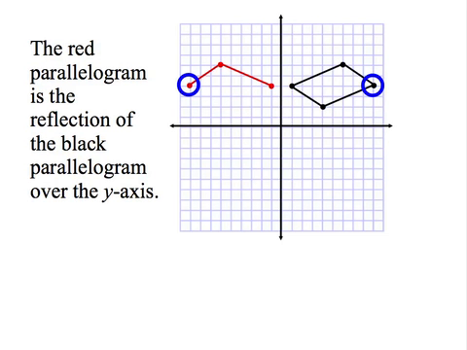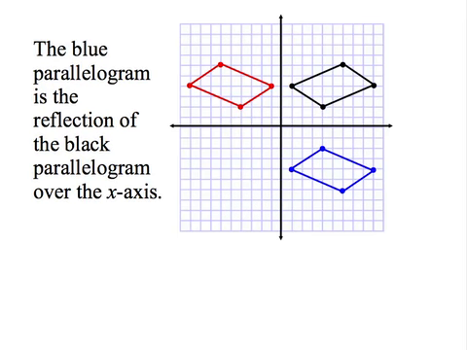That's 9 units to the right, so the red one is 9 units to the left, but still on the same horizontal grid line. And the final one, 4 units to the right for the original, 4 units to the left for the reflection. I now can connect all 4, and I've finished my reflection of the black parallelogram over the y-axis. And now this next example, the blue parallelogram is the reflection of the black parallelogram over the x-axis.